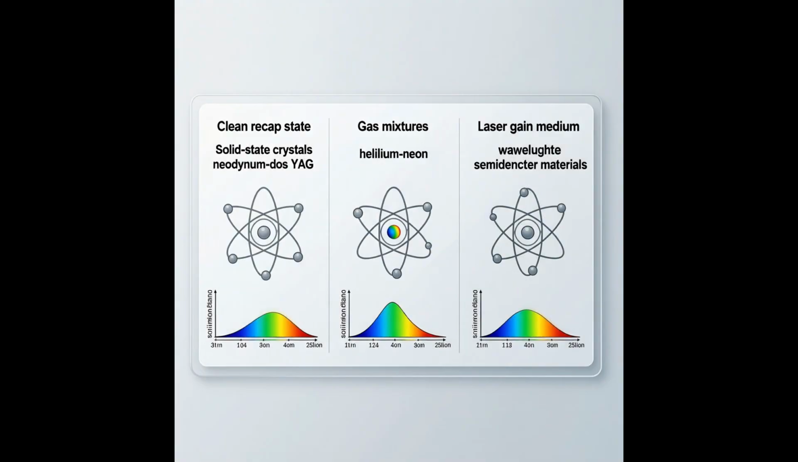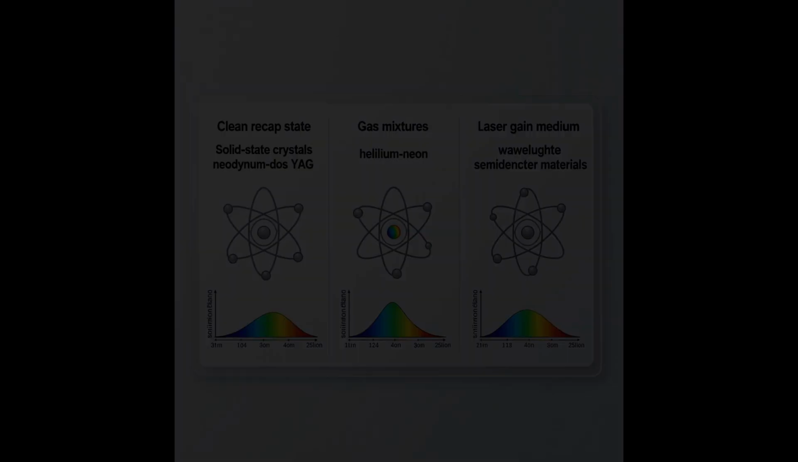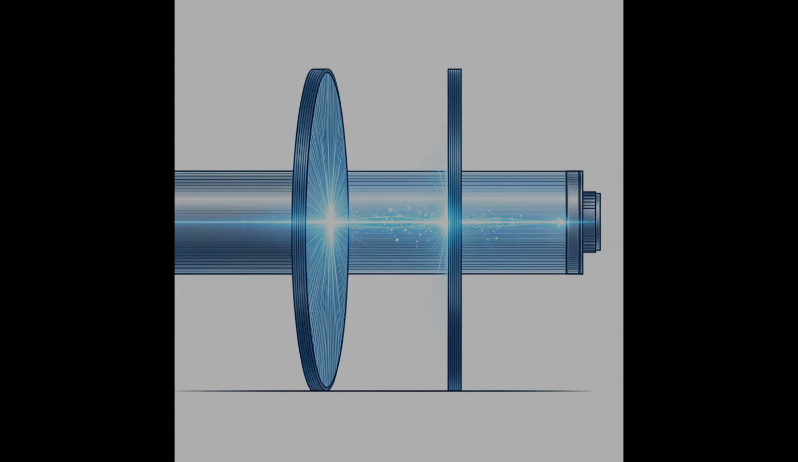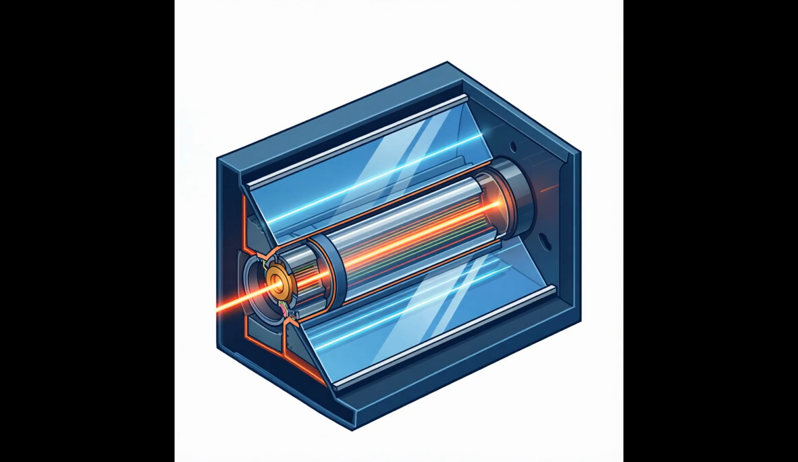Each material class presents unique trade-offs regarding thermal conductivity, transition cross-sections, and required pump power densities. Understanding these intrinsic properties allows engineers to match the medium precisely with the intended application requirements. With the gain medium selected, we must now examine how optical feedback structures sustain coherent oscillation within the system.